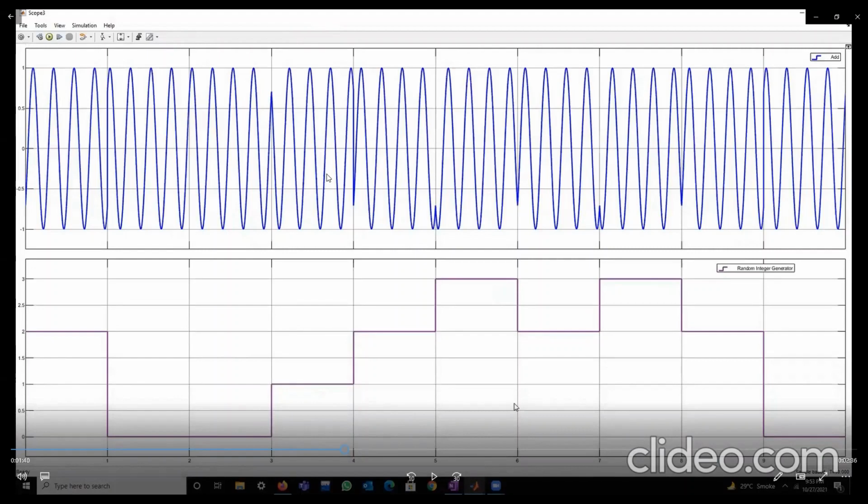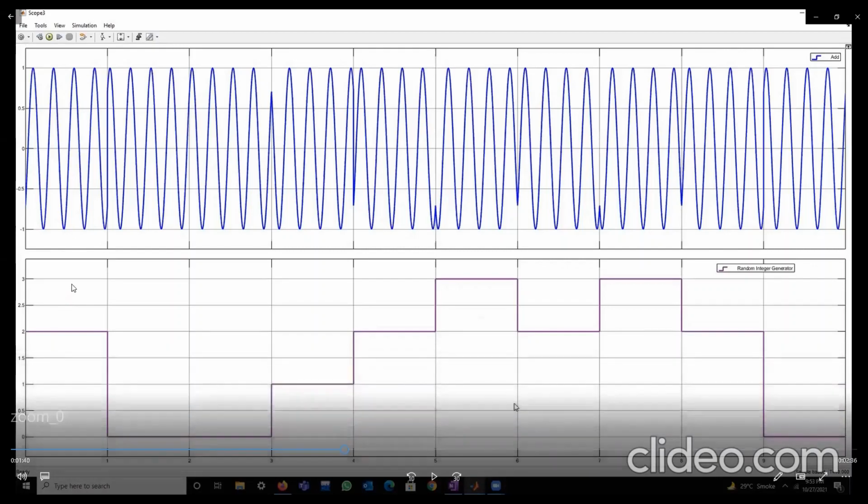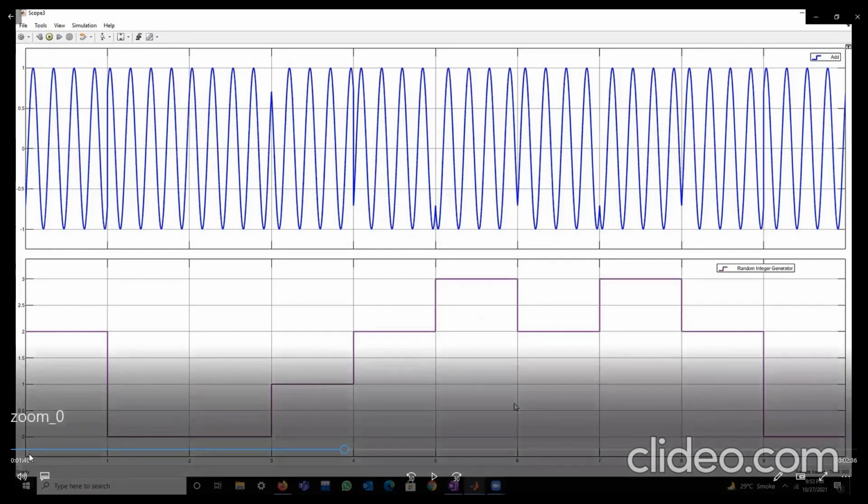So in BPSK, there is a 180-degree phase shift, whereas in QPSK, there is a 90-degree phase shift. 0, 1, 2, 3 are nothing but the levels which represent the symbols. That is, 0 represents 0, 0; 1 represents 0, 1; 2 represents 1, 0; and 3 represents 1, 1.